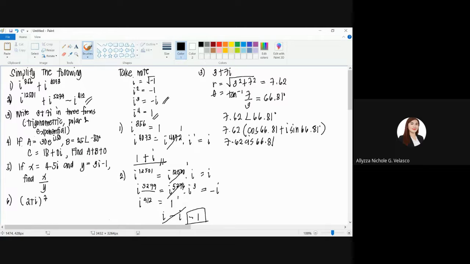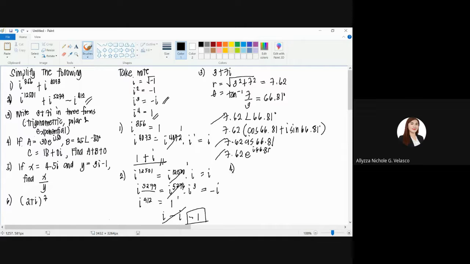And for the exponential, ganun lang din since may value na tayo ng r and ng theta, so we have 7.62 e raised to i 66.81. Okay? Yan. So, 1, 2, 3. Okay, so those are the different forms of 3 plus 7i. So, let's proceed to number 4.